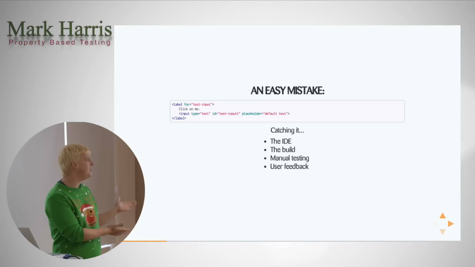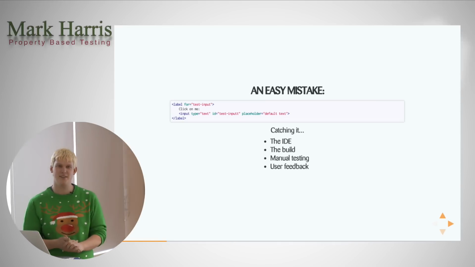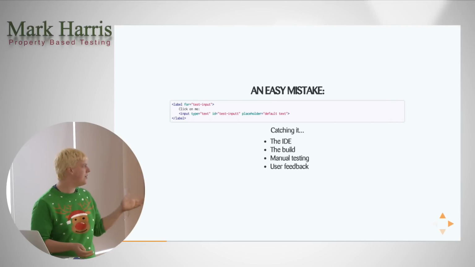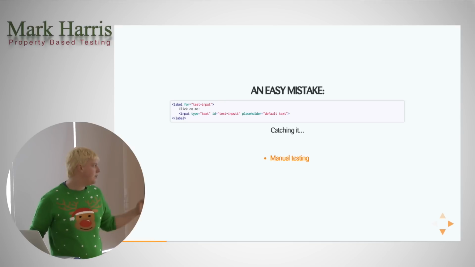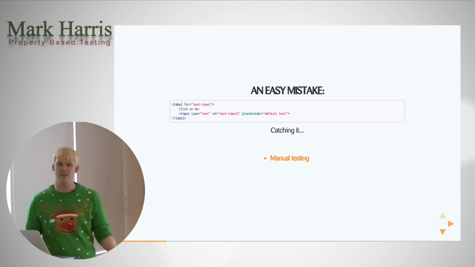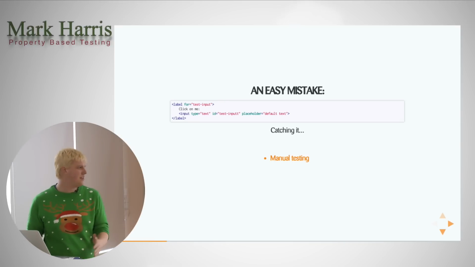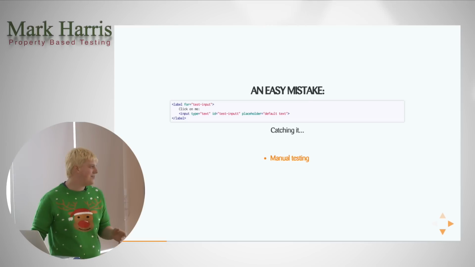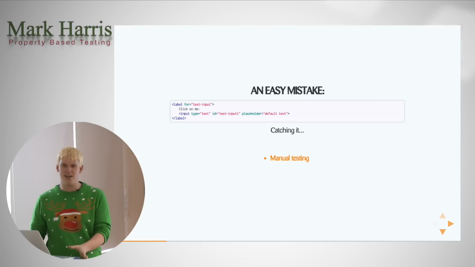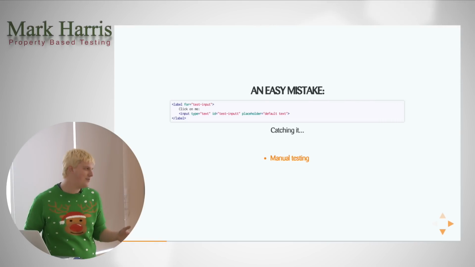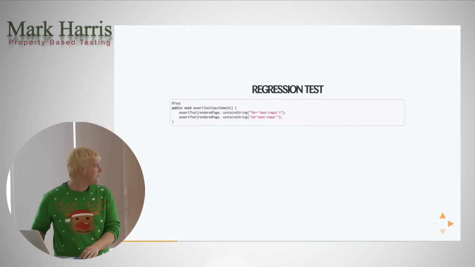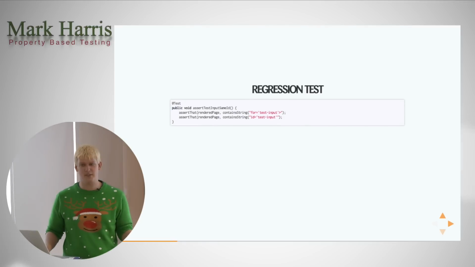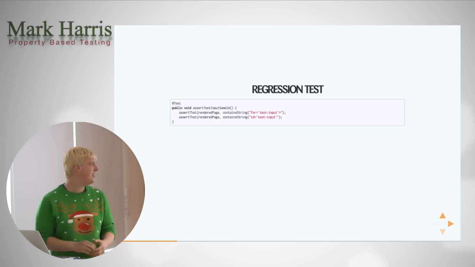We didn't have any tests specifically asserting that there was a label and it had the right ID and it had the right for field. And in the end, what caught it was manual testing. It didn't reach the users, but it also got further than we'd like. I like my manual testers to have a very boring life, and they like to make my life more exciting, and they won that time. So we have a regression test for it to try and prevent it happening again.